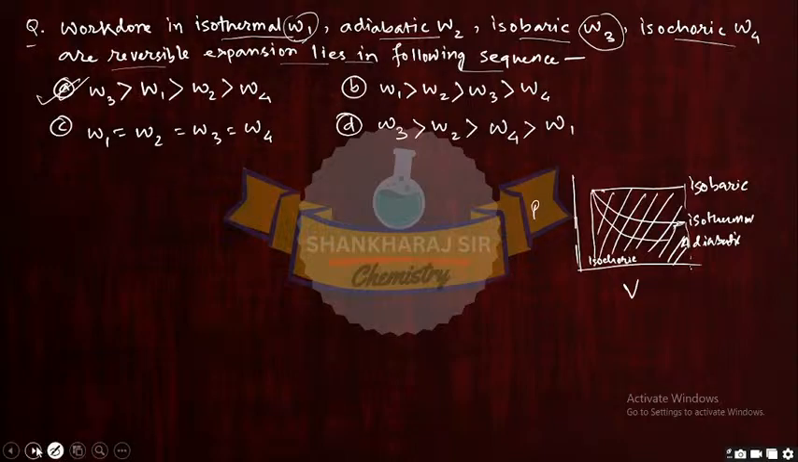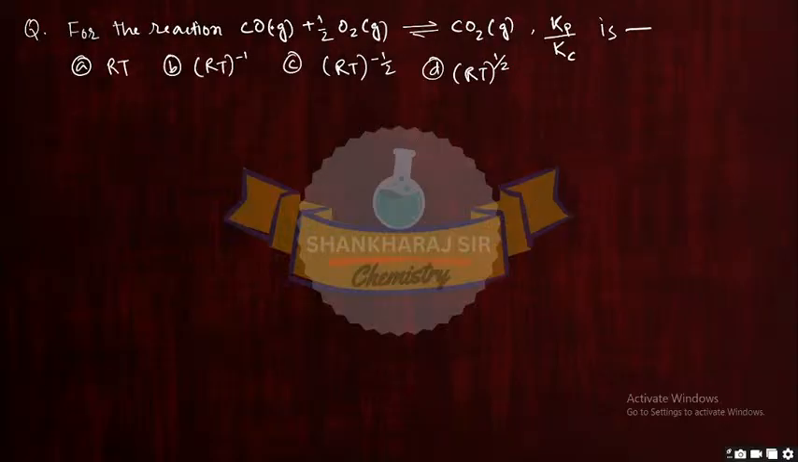So next, for the reaction, this is the reaction. One reaction is given, Kp by Kc. So we have a relation between Kp and Kc: Kp is equal to Kc into RT to the power delta Ng. So from this reaction, you have to find the delta Ng.